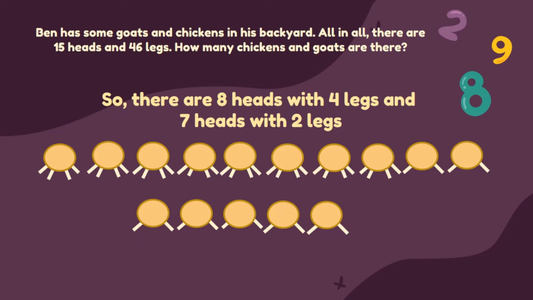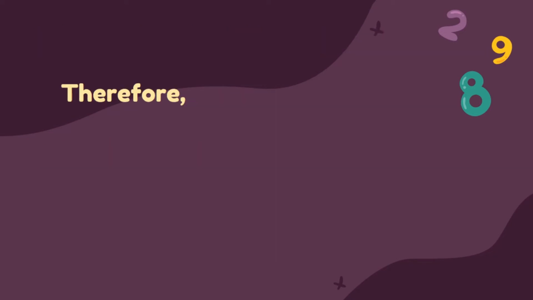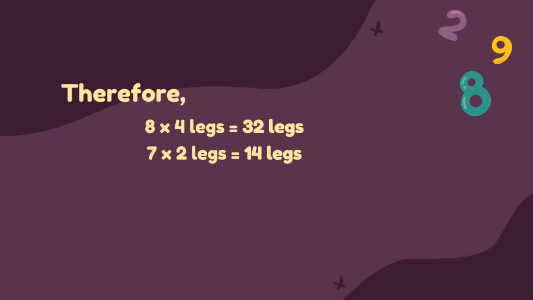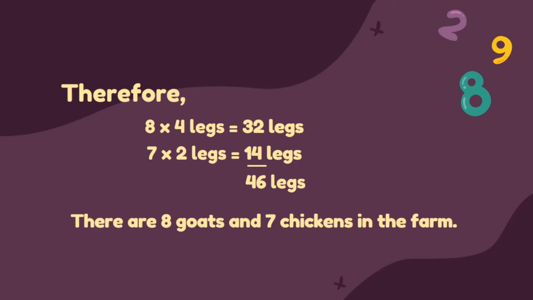So, there are 8 heads with 4 legs and 7 heads with 2 legs. Therefore, 8 times 4 legs is equal to 32 legs. 7 times 2 legs is equal to 14 legs. 32 plus 14 is equal to 46 legs. There are 8 goats and 7 chickens in the farm.